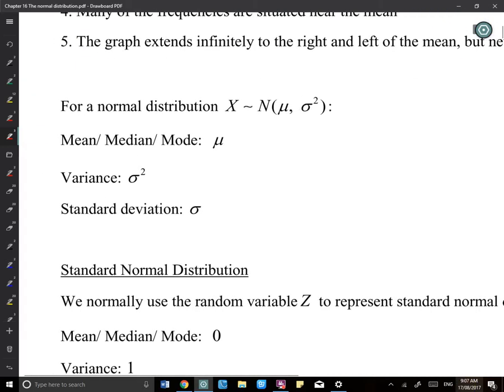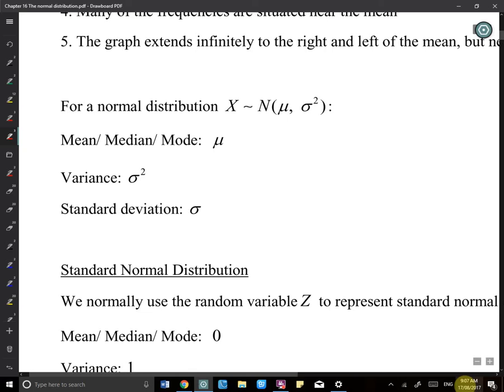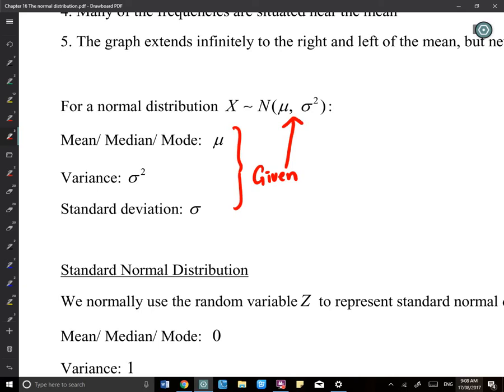So as I explained, for a normal distribution, X is normally distributed with mu and standard deviation squared. You have mean, mode, median is mu. Variance is standard deviation squared, and standard deviation is just sigma. All of that is given in that. The 2 parameters are mu and standard deviation.